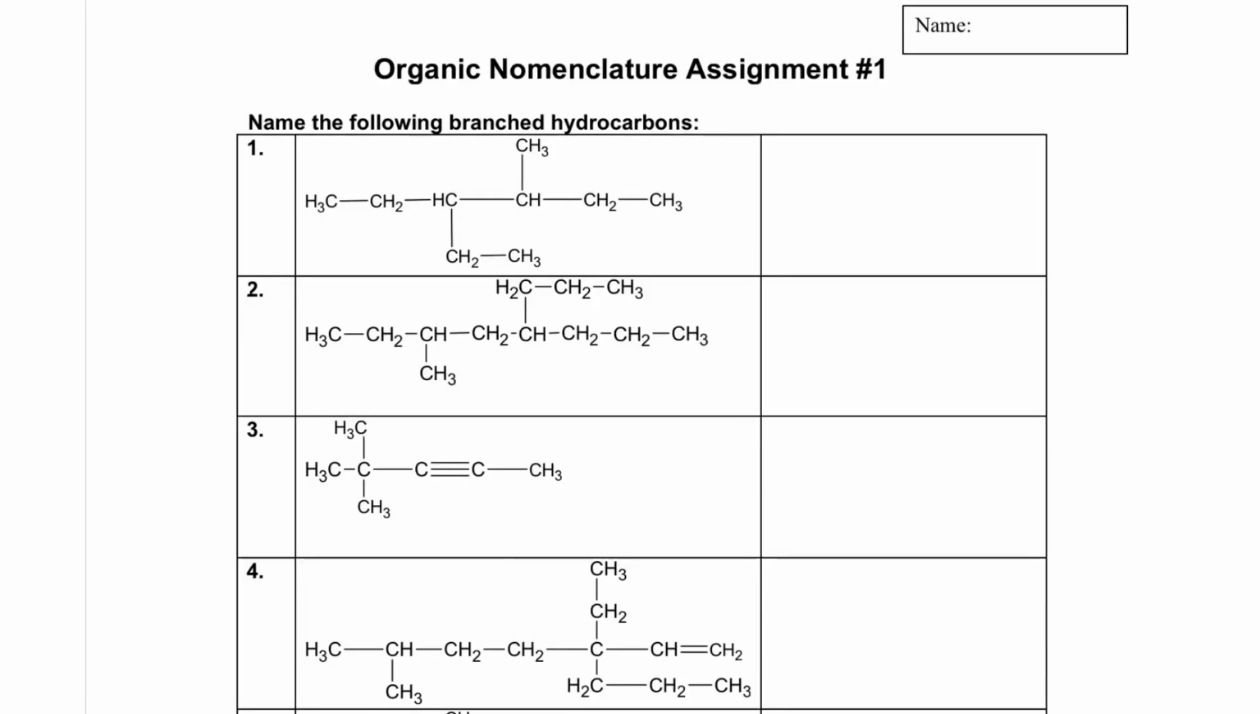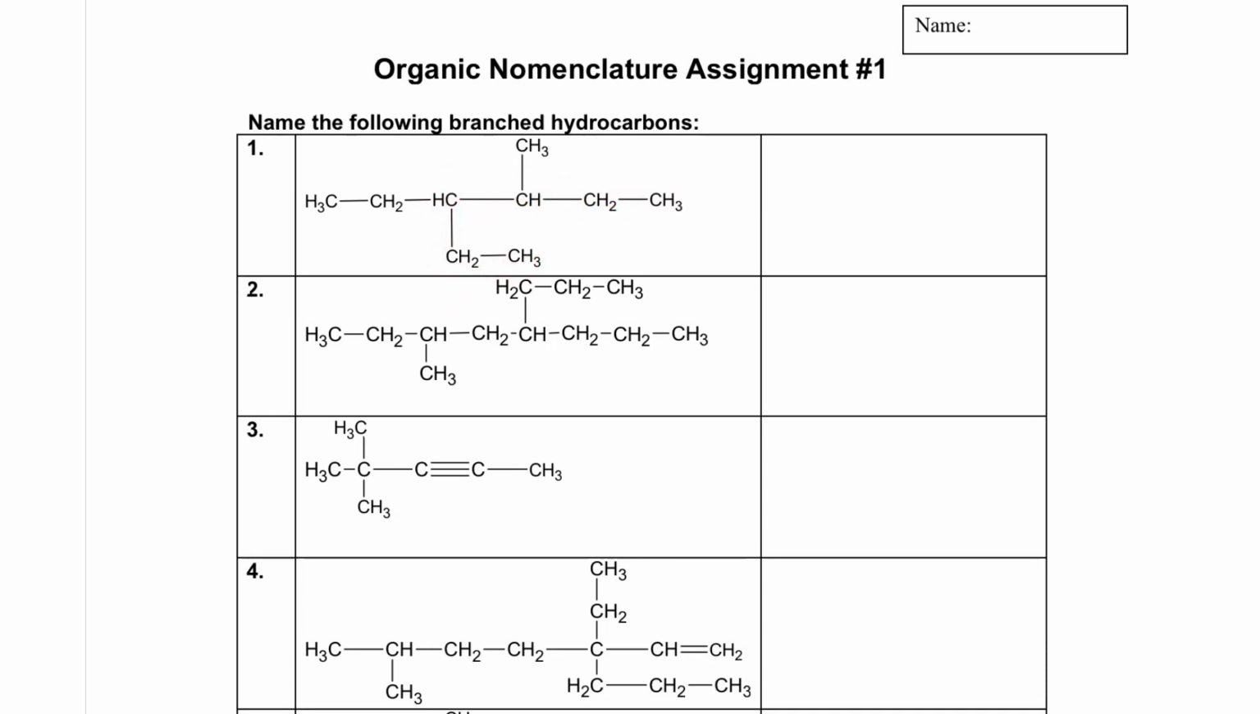To go through a couple of the examples from our assignment. So if we look at this first one, the first thing you need to do is find out which one is the parent chain, how long the longest chain is. So if you count here, 1, 2, 3, 4, 5, 6. And then you could also do 1, 2, 3, 4, 5. So that's not it. 1, 2, 3, 4, 5, 6.